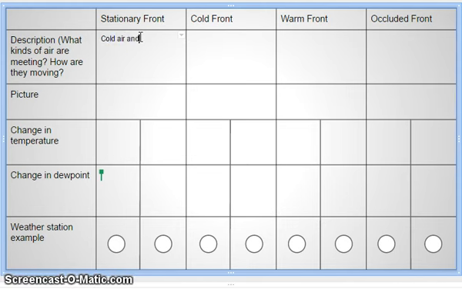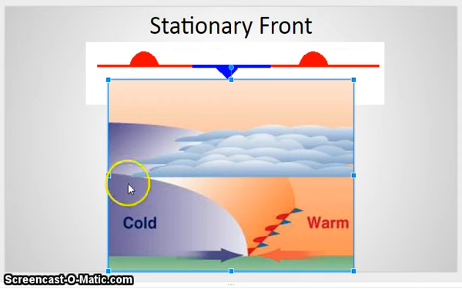Cold air and warm air masses meet but do not mix or force each other out. Alright, so that's kind of the description of what's going on. They're not moving a lot. The picture that I would draw would be something like this. You want to show a cold air mass on the left and a warm air mass on the right, and they're really not doing anything to one another.